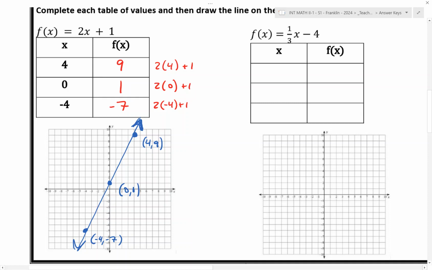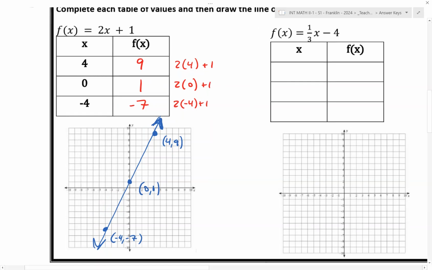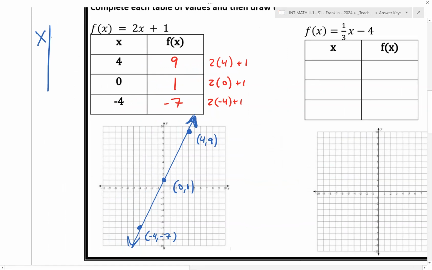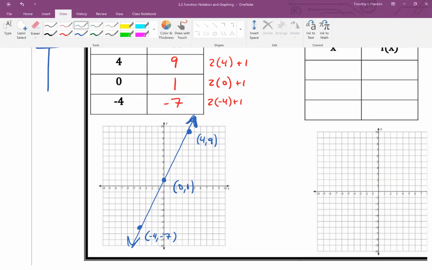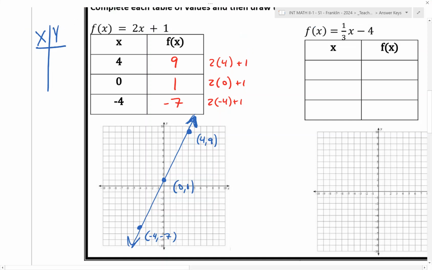Okay, so that's how we can use function notation to draw a graph. We can fill out a table of values using the function and then graph the line. This is also sometimes called a t-chart. You might see it drawn like this with an x and y as a t-chart. It's the same thing, x and f of x and x and y, virtually interchangeable here for our purposes.